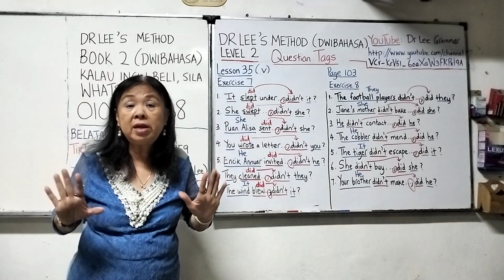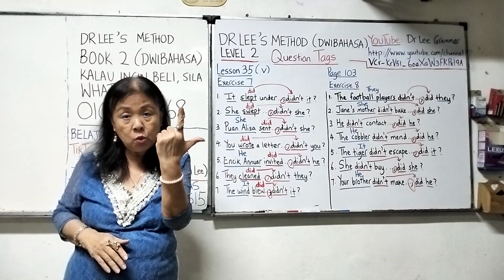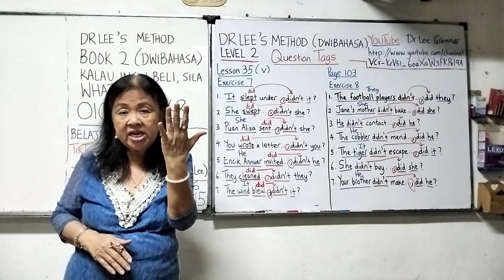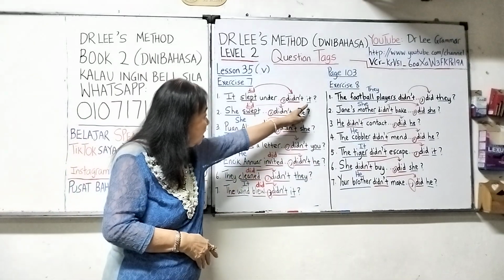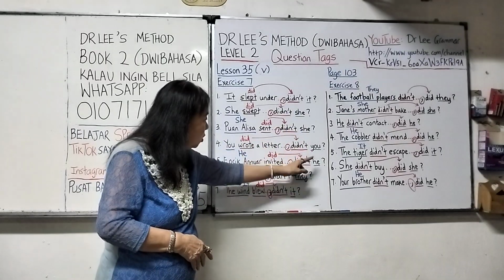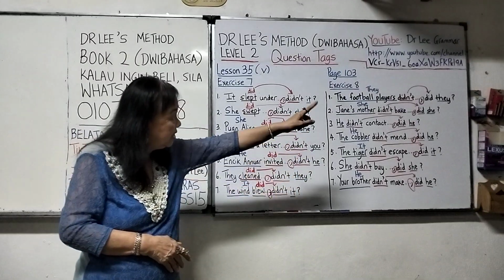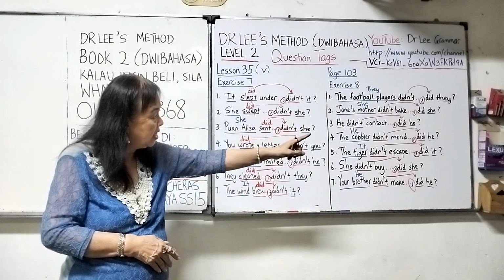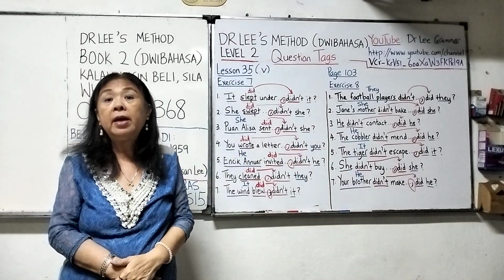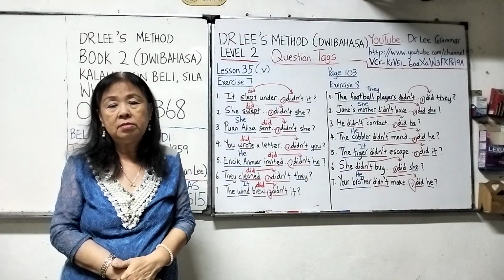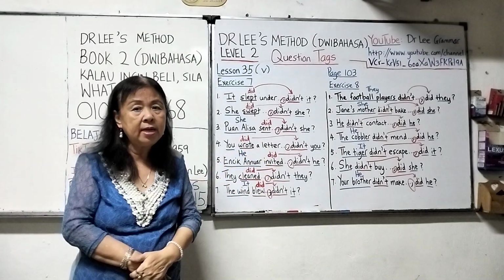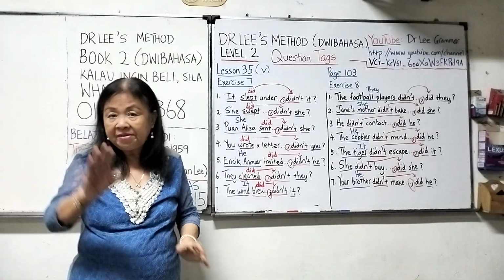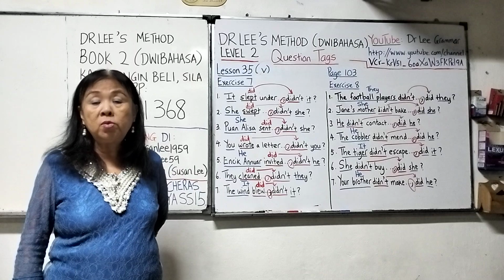There are 7 pronouns in English. I, you, we, they, he, she, it. 7 altogether. So you can see here, it, she, you, he, they, it, they, she, he, it, she, he. Pronouns. You cannot say, didn't Puan Alisa? You don't say that. You directly change to the pronoun.